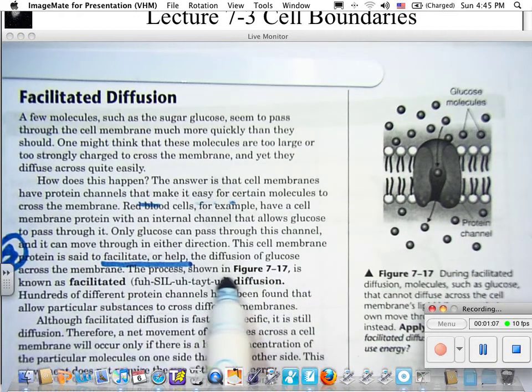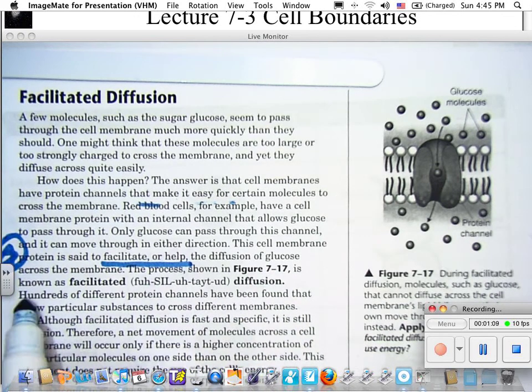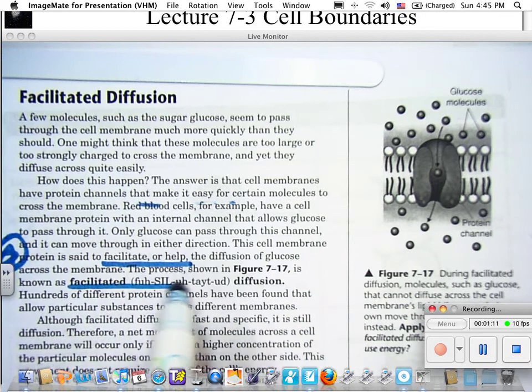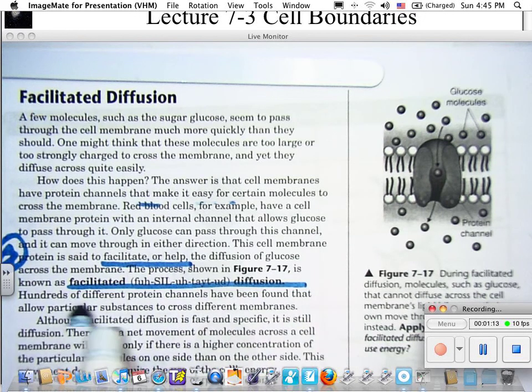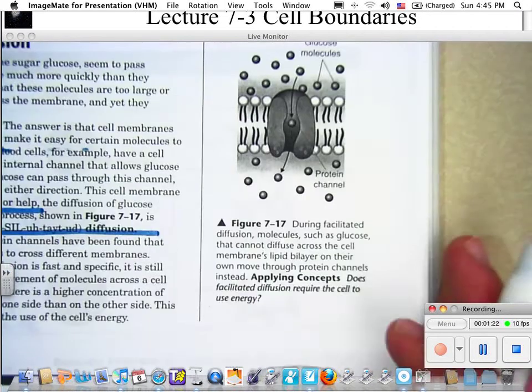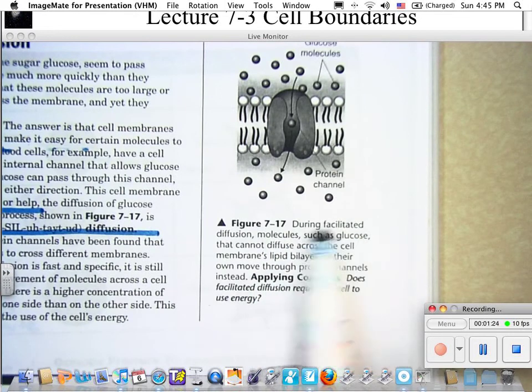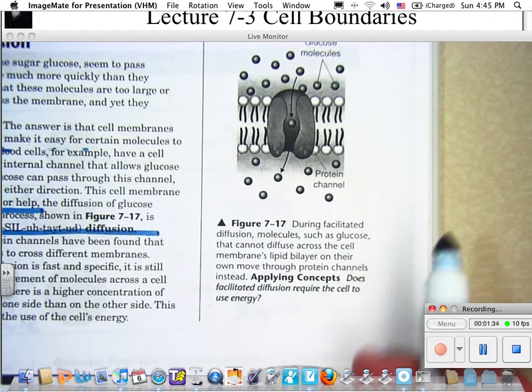The process in figure 7-17 is known as facilitated diffusion. Hundreds of different protein channels have been found that allow particular substances to cross different membranes. Okay, facilitated diffusion right here. During facilitated diffusion, molecules such as glucose that cannot diffuse across the cell membrane's lipid bilayer on their own move through protein channels instead.